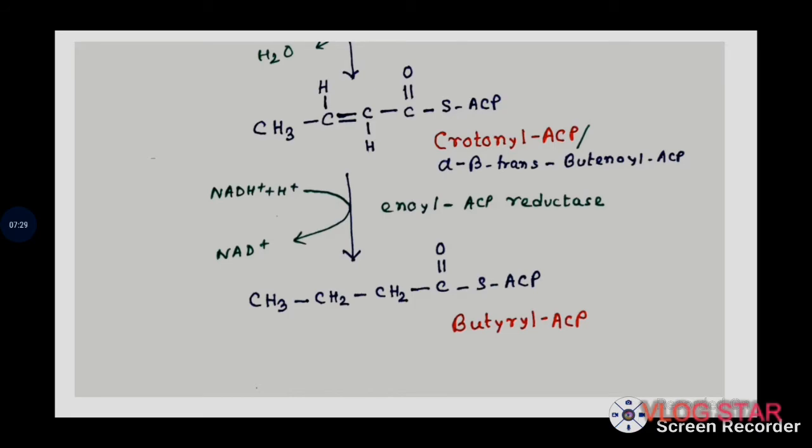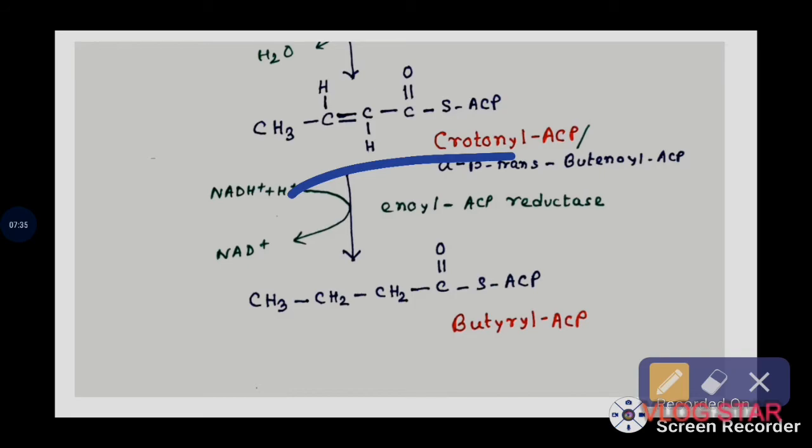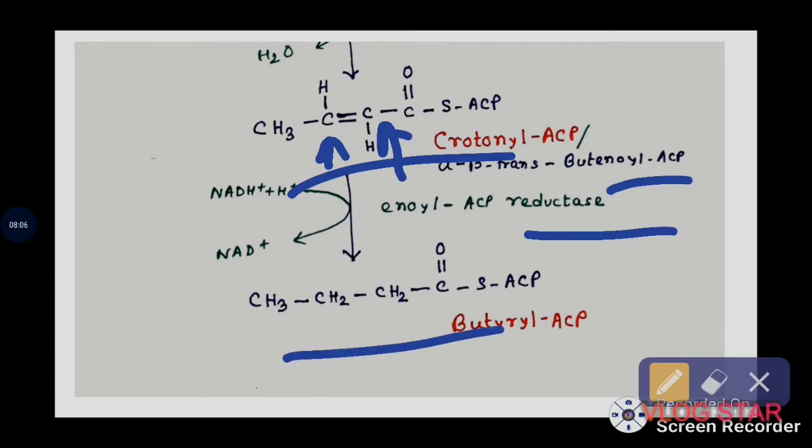What would be the name of the enzyme? As it is reducing the intermediate, it would be named reductase. Since it is an enoyl compound, it is enoyl ACP reductase. Whenever there is reduction, you should have NADH H plus, which is converted to NAD plus, and the H2 will be added to these two carbons, forming CH2 CH2, and the double bond will be converted to a single bond. The name of the compound will be butyryl ACP.